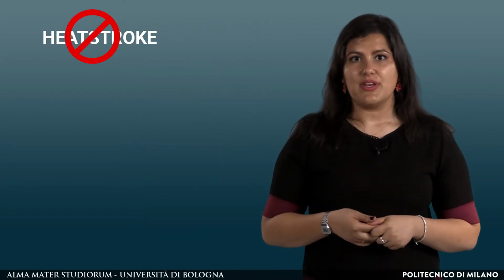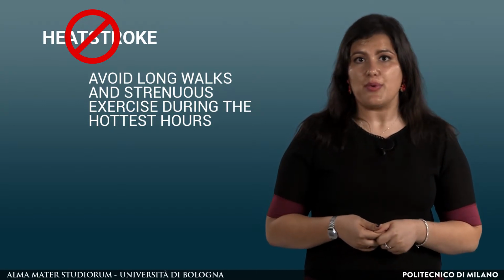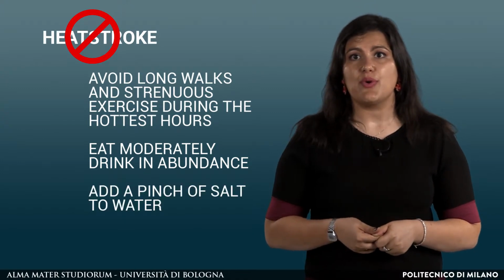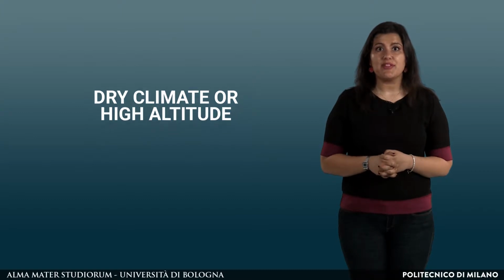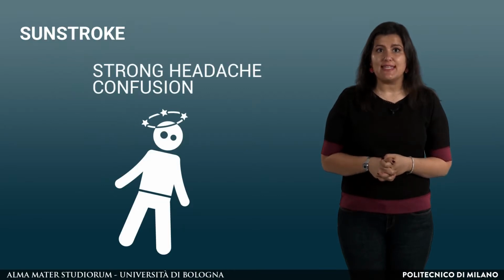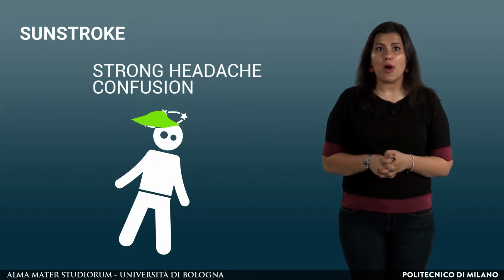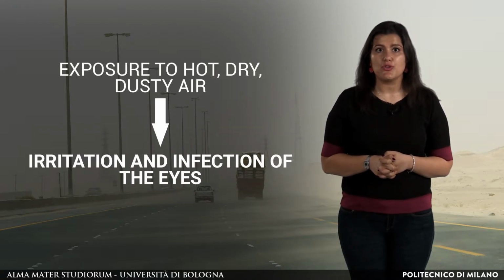To prevent heat stroke, it is advisable to avoid long walks and strenuous exercise during the hottest hours. Eat moderately, drink in abundance, possibly having the foresight to add a pinch of salt to water, and avoid alcoholic beverages. In regions with a dry climate or high altitude prevails the risk of sunstroke due to the solar radiation hitting the head, causing strong headache and confusion. To prevent sunstroke, it is very useful to use a wide-brimmed hat. Irritation and infection of the eyes and respiratory tract may be consequences of exposure to hot, dry, dusty air.